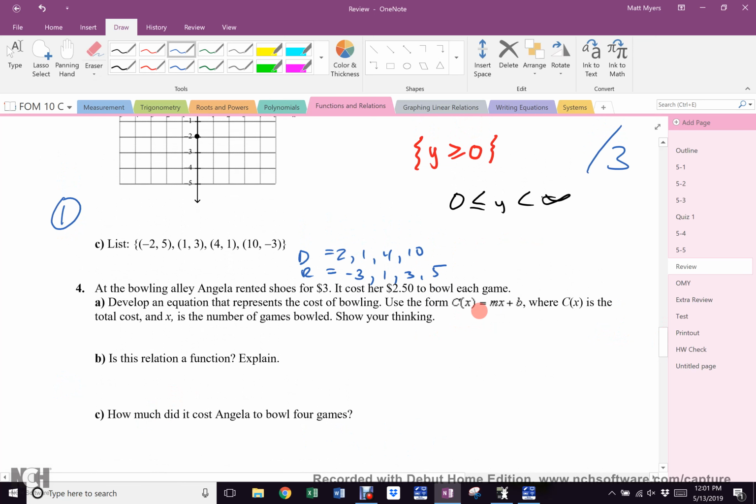What's the equation here? C(x) is the cost, x is the games. We did this in our notes. X and cost. If she bowls 0 games, how much does it cost? Wrong. $3. She has to rent shoes to walk in. If she bowls 1 game, does she pay $3?